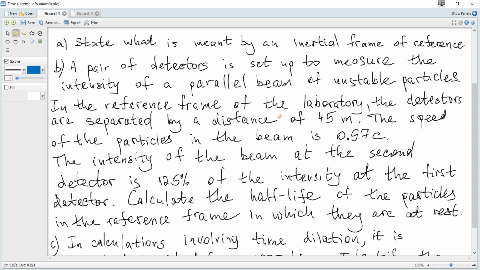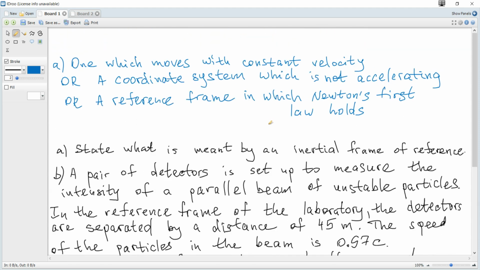State what is meant by an inertial frame of reference. First of all, what is a reference frame at all? It's a coordinate system in which measurements of position and time can be made. And an inertial frame means a coordinate system which moves with constant velocity, or a coordinate system which is not accelerated, or a reference frame in which Newton's first law holds, or you may say Newton's laws hold.